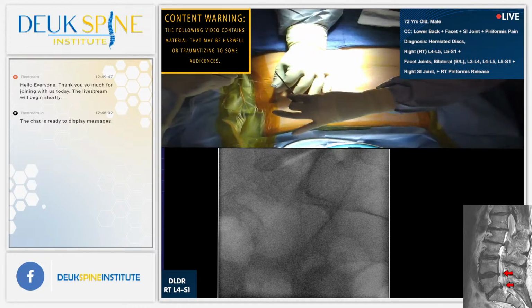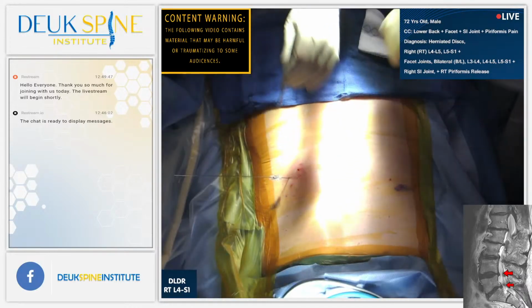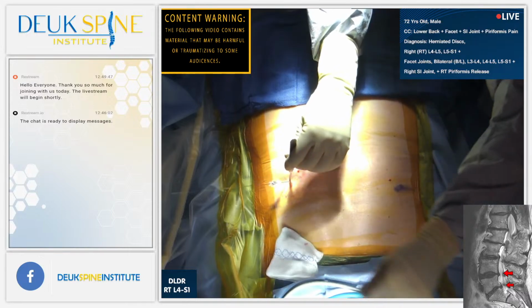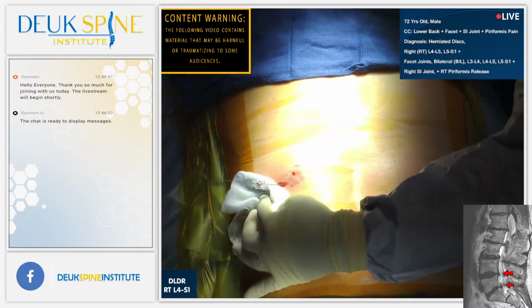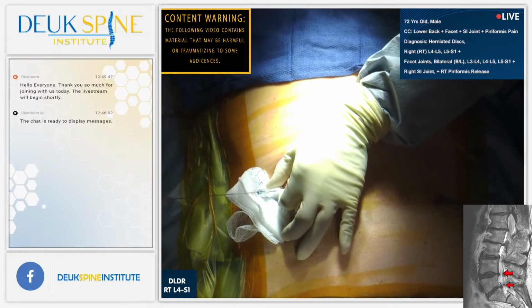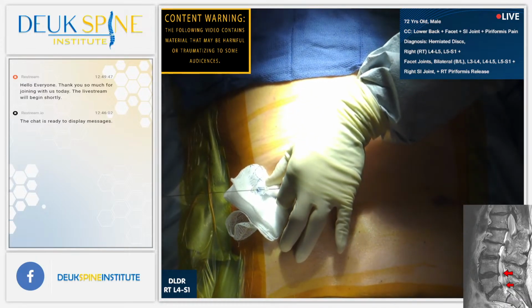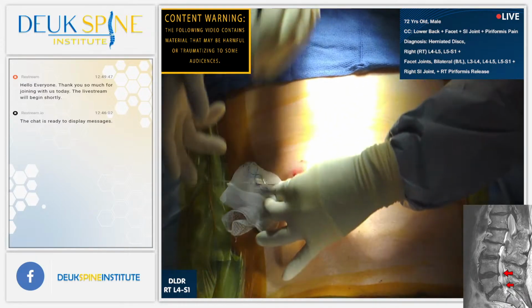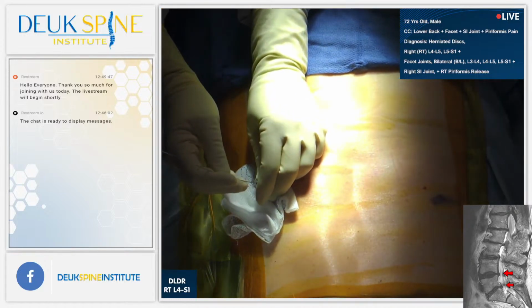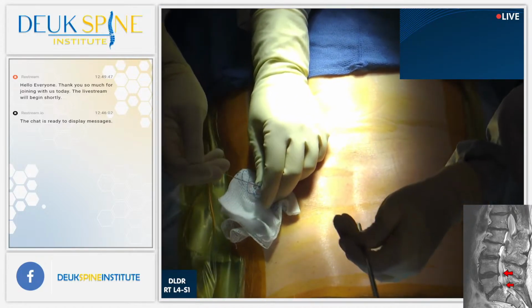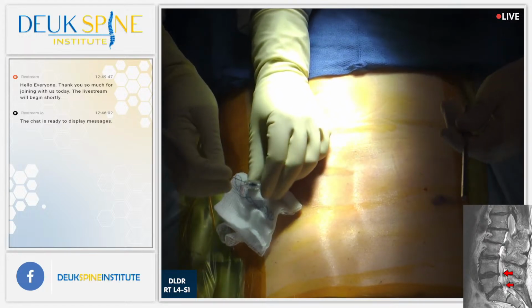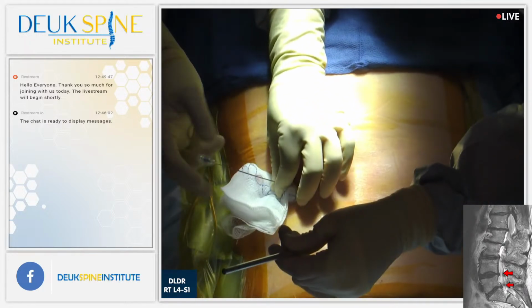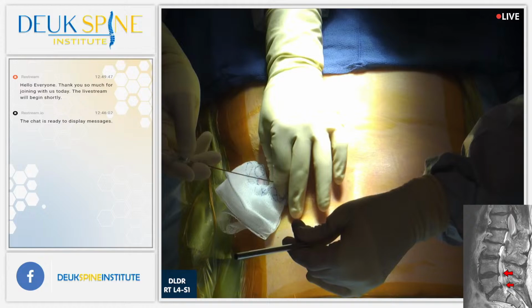Because his spine is twisted and he has enlarged facet joints, it's made it very difficult to get to the discs. Unable to do discogram due to anatomical constraints. It's the same thing. Unable to get to 5-1.